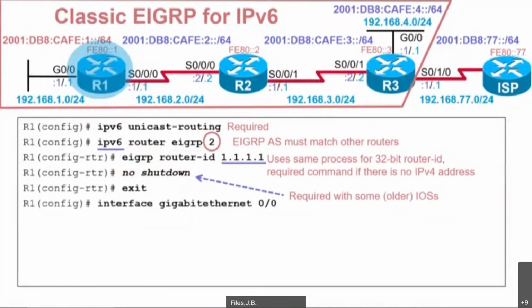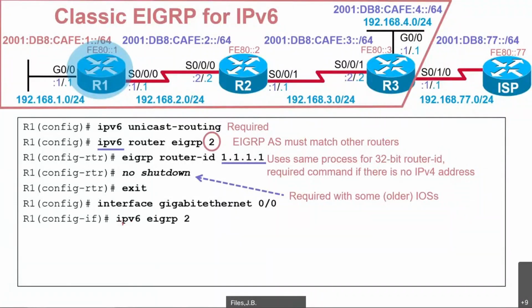Go into the interface. Now we are not going to use the network command. We've done away with the network command, which I think is awesome because the network command is confusing and problematic. Now we're just going to go into the interface and say ipv6 eigrp 2. We're just saying, hey, interface, you're participating.